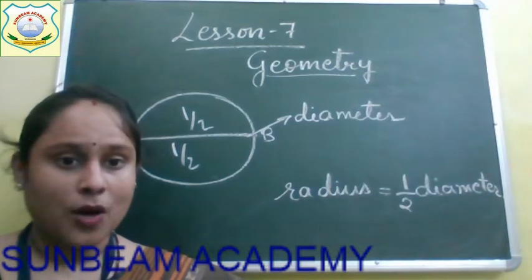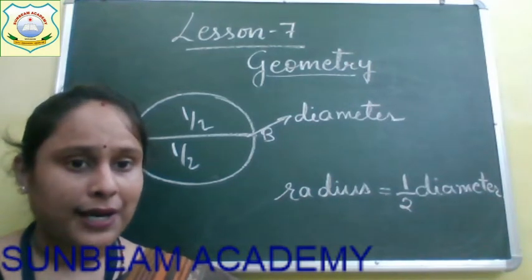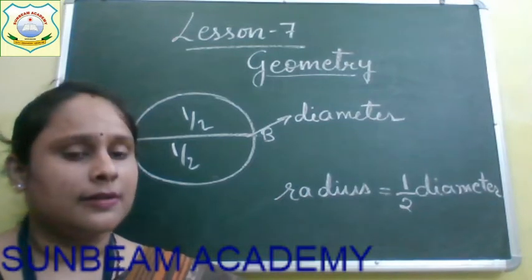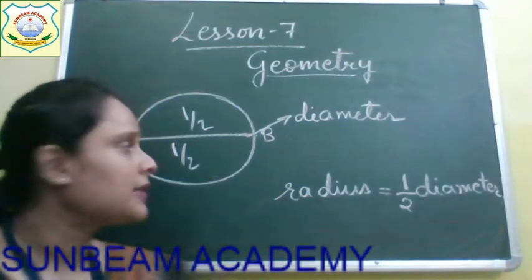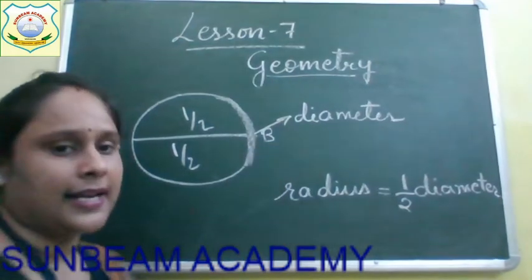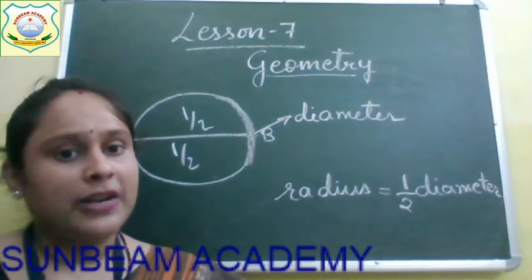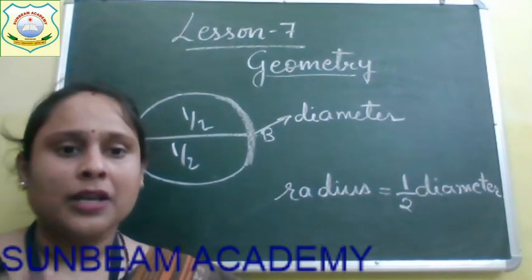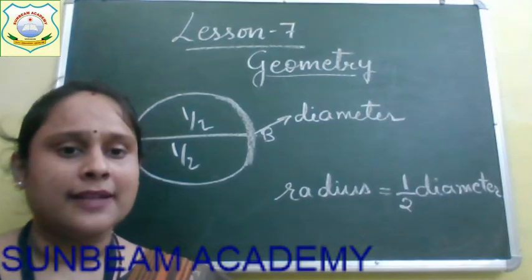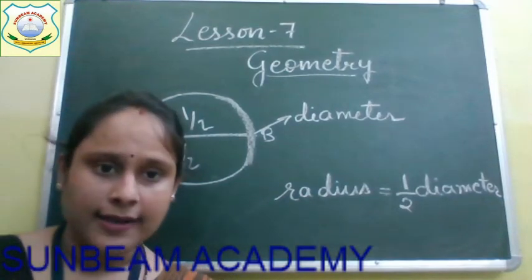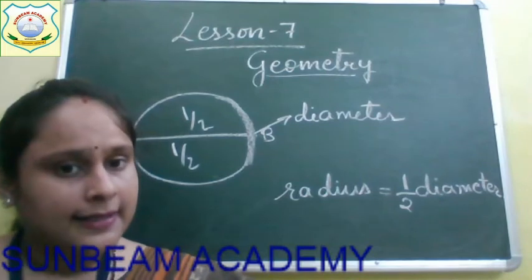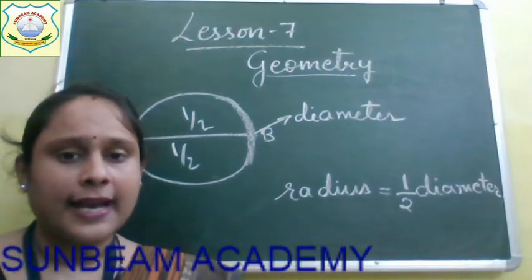Understood? Now you got the difference between diameter, radius and circumference. Circumference is the thickness of the circle. Radius is the line which passes from the center to the circle, starting right from the center and going up to the circle.